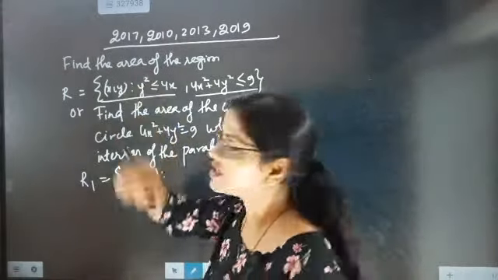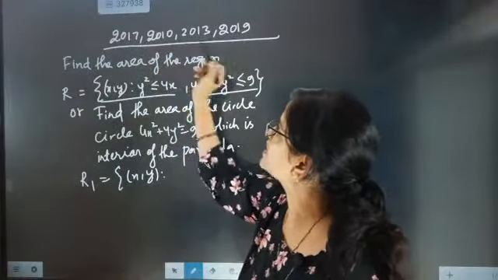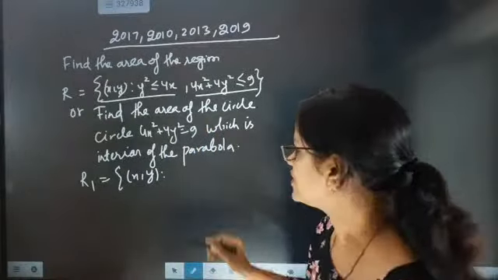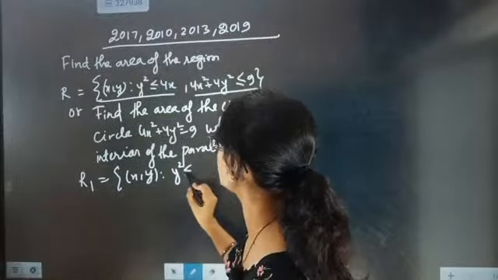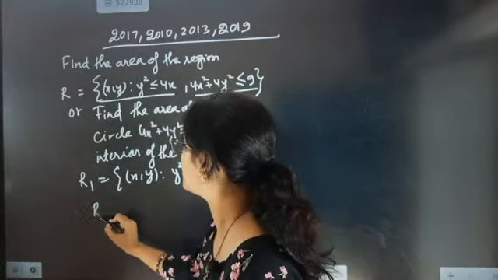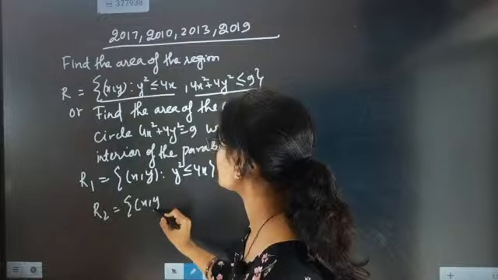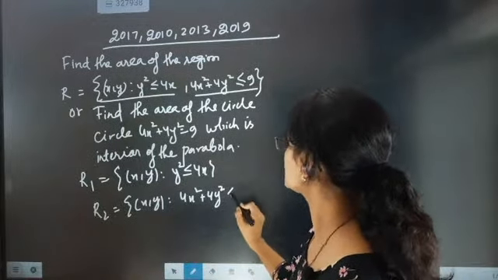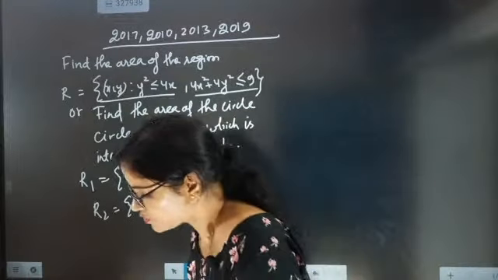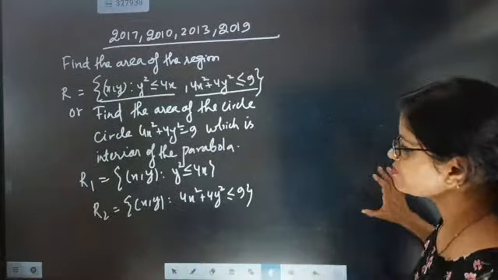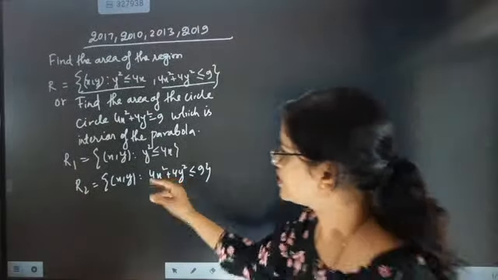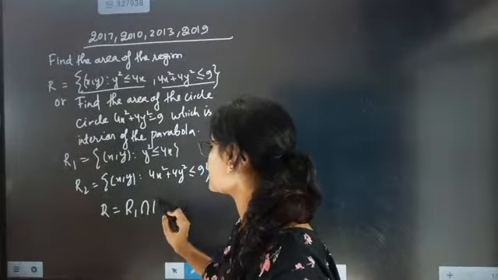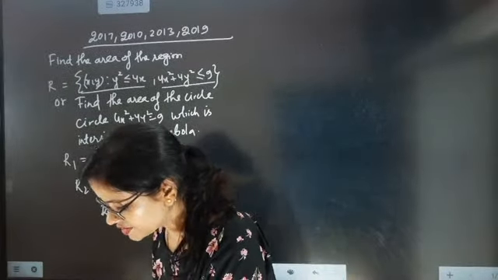Since the first part was asked for 2-3 years, and then in the last years they changed the pattern of the question and asked the second half, I am doing both of that. R1 is coming as y² ≤ 4x, and R2 is coming as {(x, y) such that 4x² + 4y² ≤ 9}. So this part is already given to you. Now we have R1 and R2, and therefore we can say that R will be equal to R1 intersection R2.